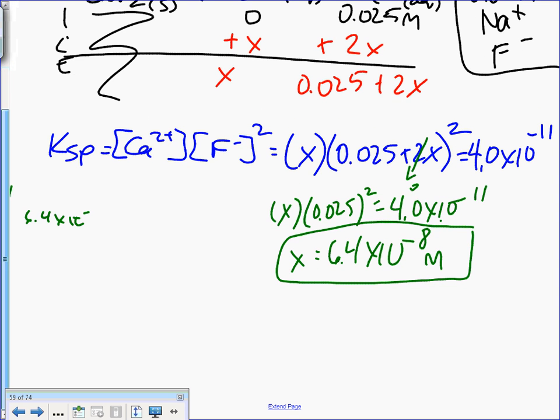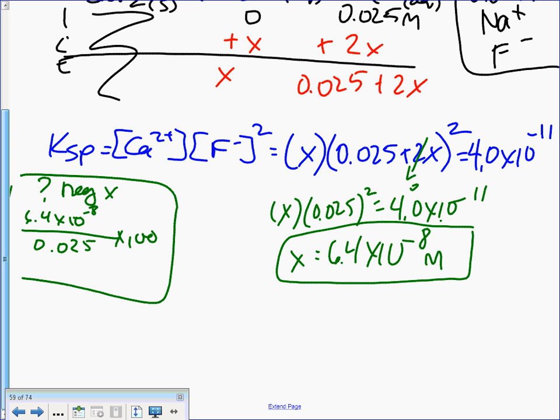6.4 times 10 to the negative 8. You guys have your calculators. Somebody do this from your class. That divided by the number we were going to subtract it from times 100. This is like, can I neglect X? 10 to the negative 4%, right? Did you multiply? Okay, good. So that's definitely less than 5%, so yeah, you can totally neglect.